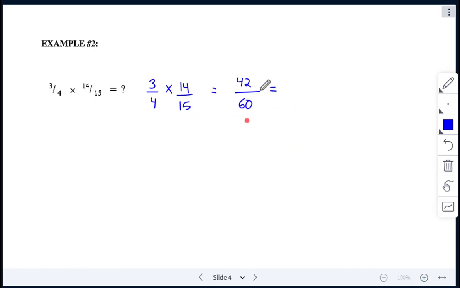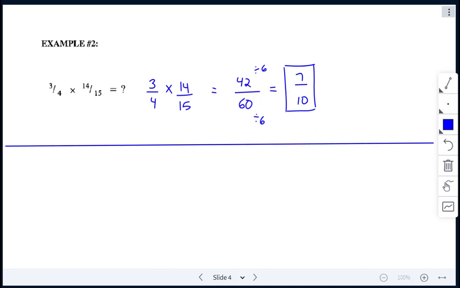All right, so now you have this fraction that can be reduced further. So finding the greatest common factor, we'd have to divide by 6, top and bottom. So 42 divided by 6, that gives me 7. And then 60 divided by 6, that gives me 10. All right, so our final answer is 7 over 10. We can't reduce any further.